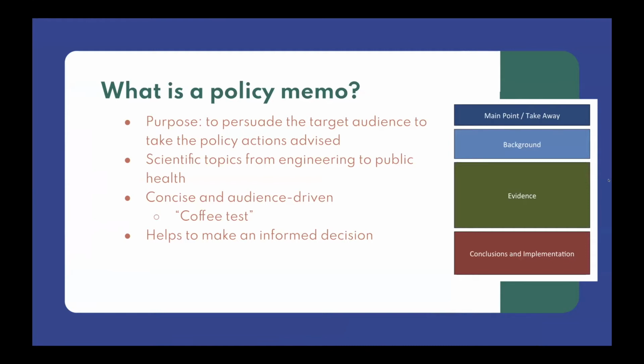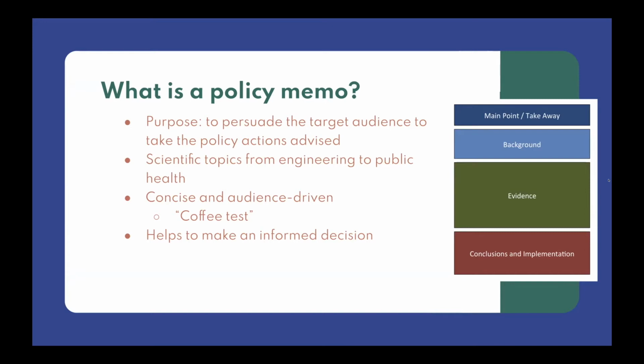There are scientific topics from engineering to public health included in policy memos. So regardless of your interest in policy, you can write memos to your interests. They need to be concise and audience driven. So you want to include only the necessary information. And we'll talk about this later, but you want to write to your audience. So it's different if you're writing towards a legislator versus writing to be published in a general science policy journal.